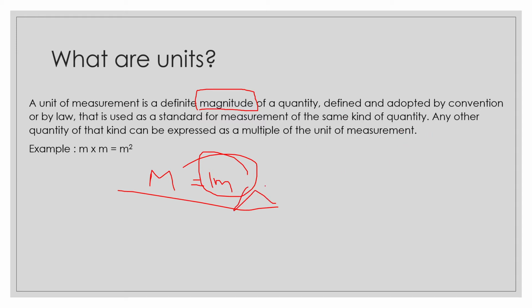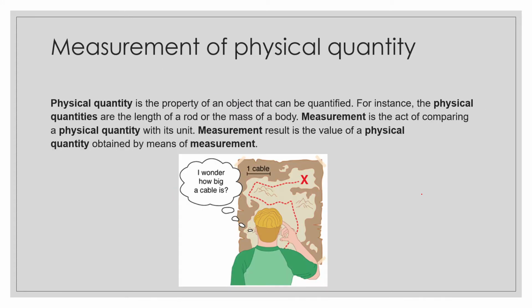So we can convert this. Any other quantity of that kind can be expressed as a multiple of the unit. So 1,000 meters equals 1 kilometer. So that's a multiple, and I'll explain that to you later.